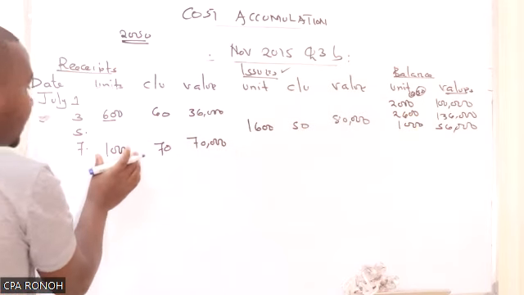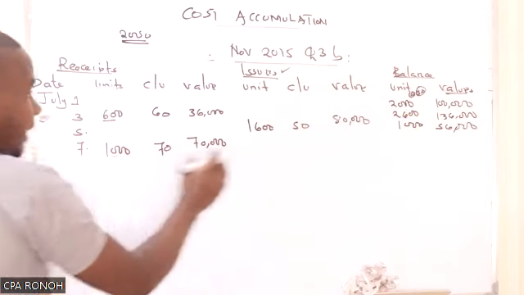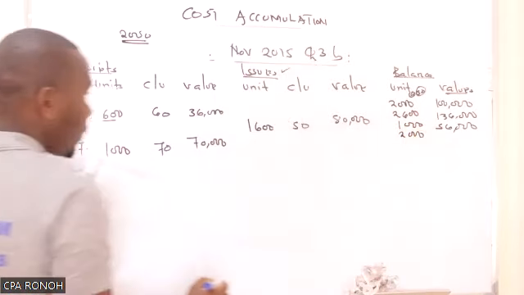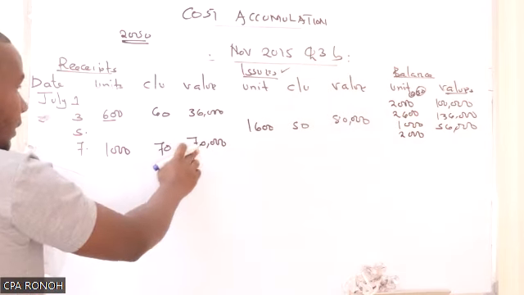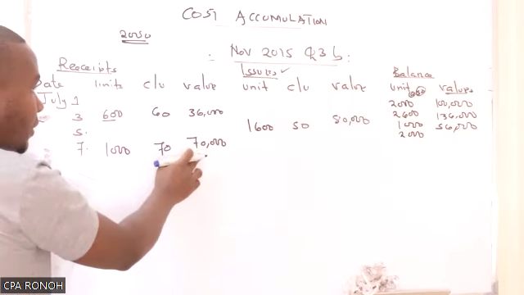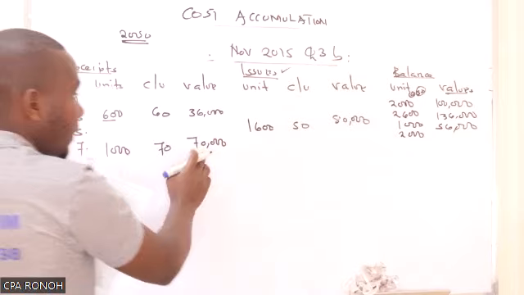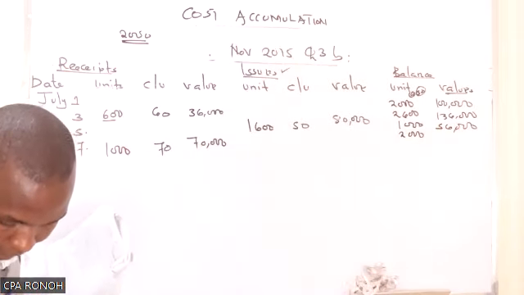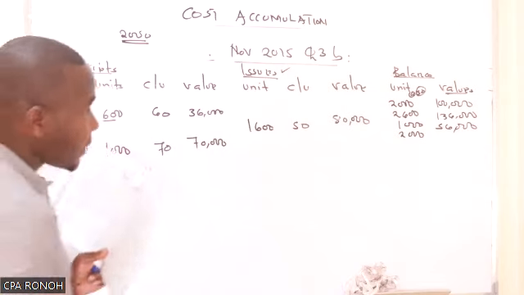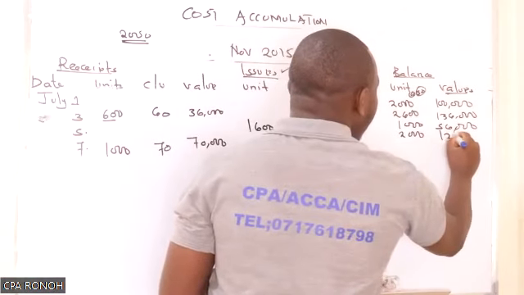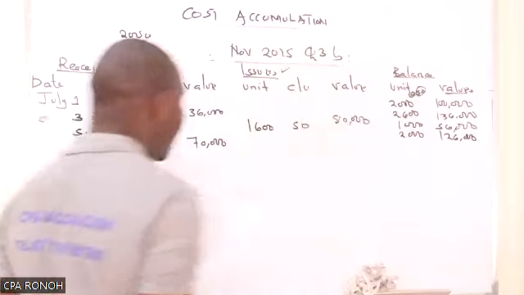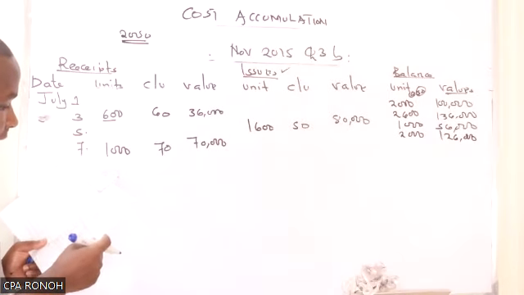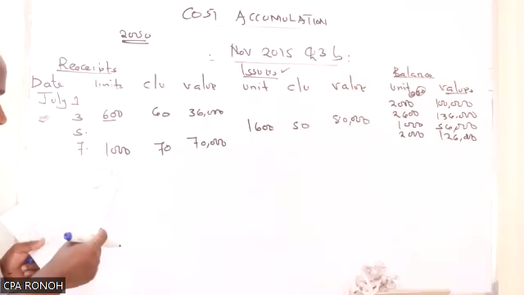So here we receive 1,000, which we increase. So the value here of the units will be 2,000. Then the value of the cost will also increase by 70,000. So it will be 70,000 plus 56,000, which is 126,000. Then we go to date 9, which is note number 2.